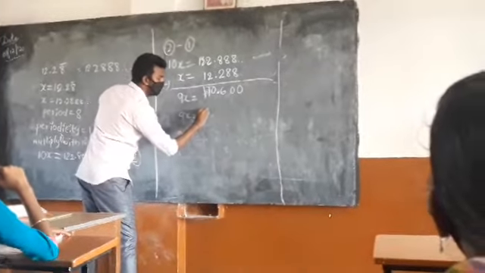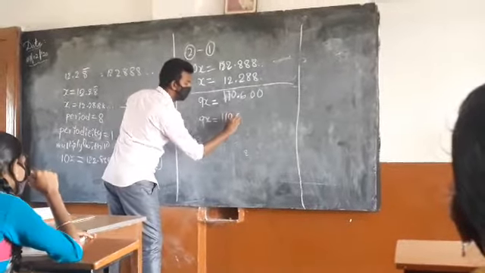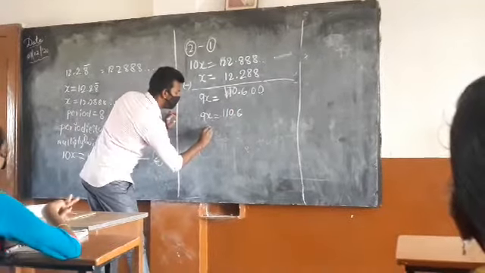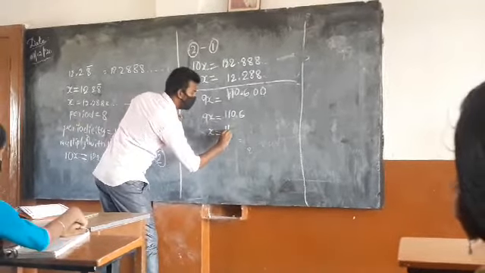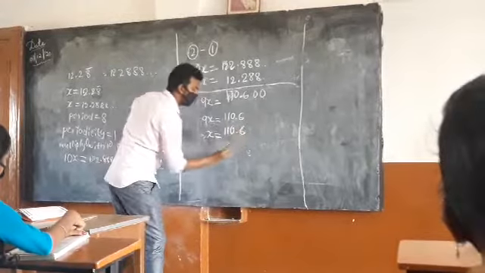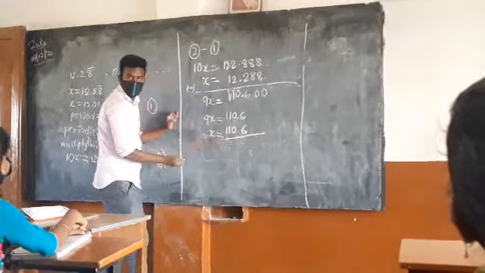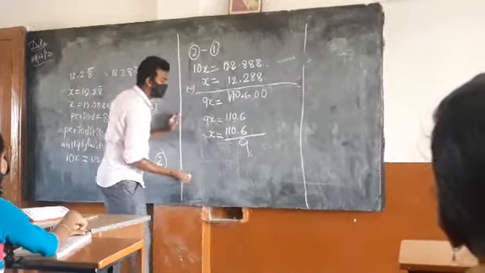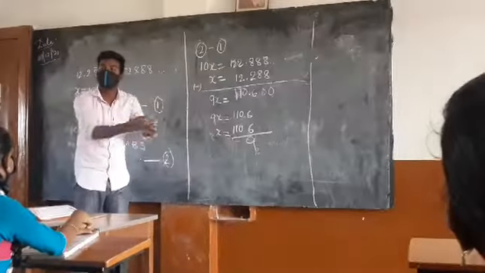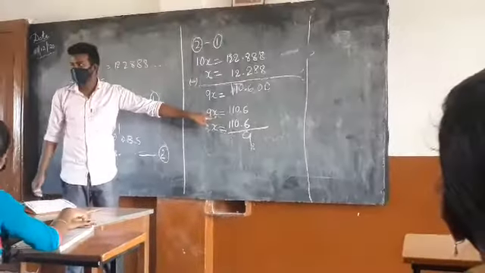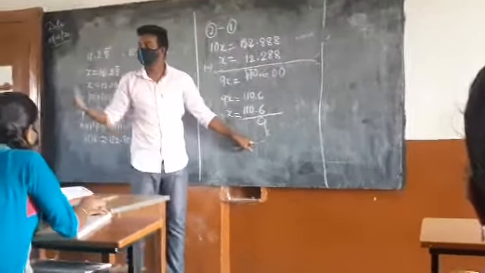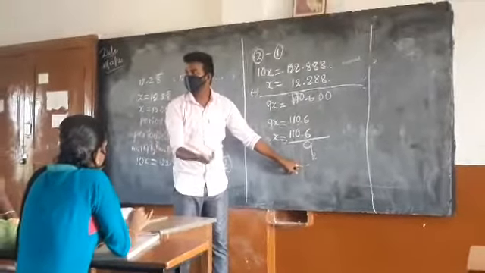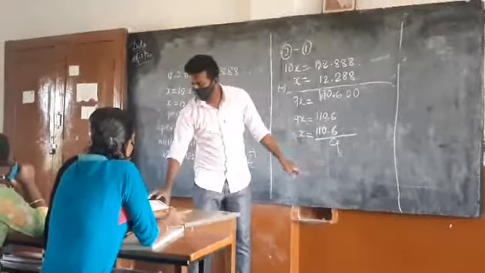So, 9x equals how much? 110.6. X will be 110.6 by 9. Why is it divided by 9? The 9 is multiplying with the x here, so on going to the right side it will divide. So directly it goes to the denominator.